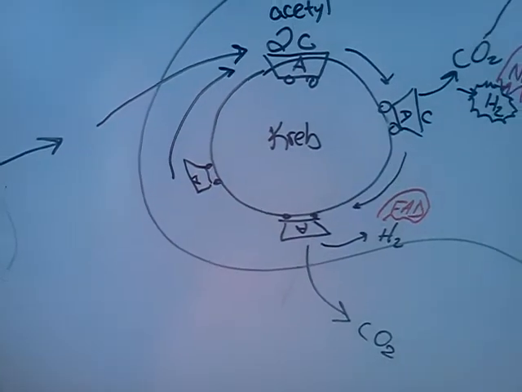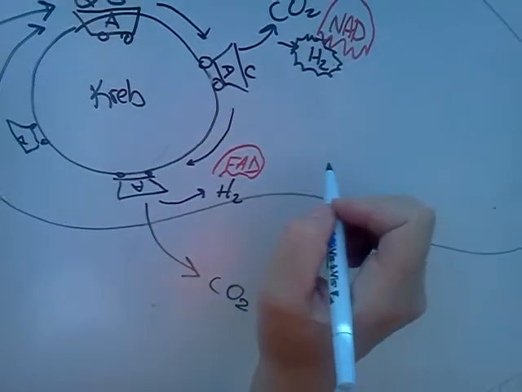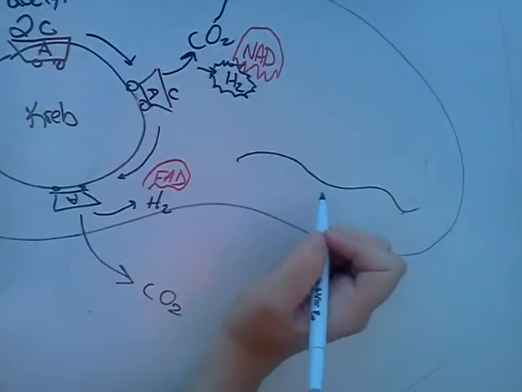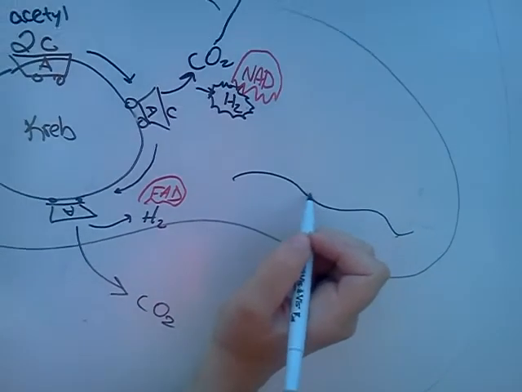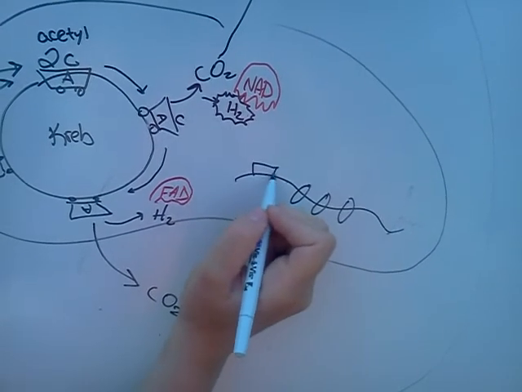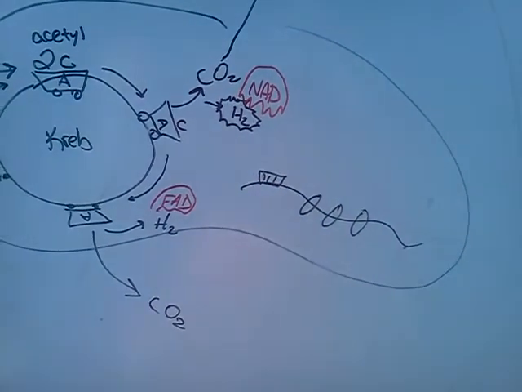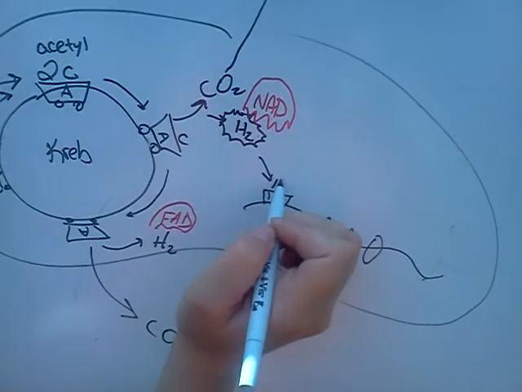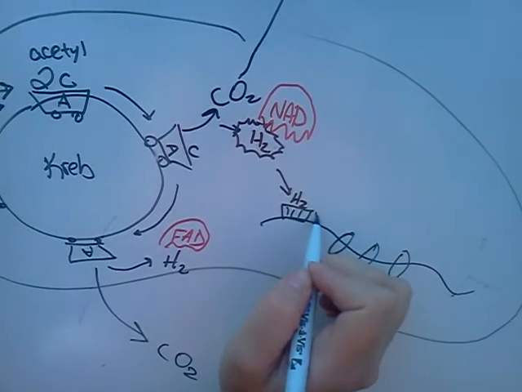So Nad and Fad, where are they going to take these hydrogen now that they have them? Well, they're going to take them to the electron transport chain, ETC for short. It's a series of molecules. The first one, the acceptor, he's kind of like a bucket. So Nad and Fad drop off the energized hydrogen, put them into the membrane.